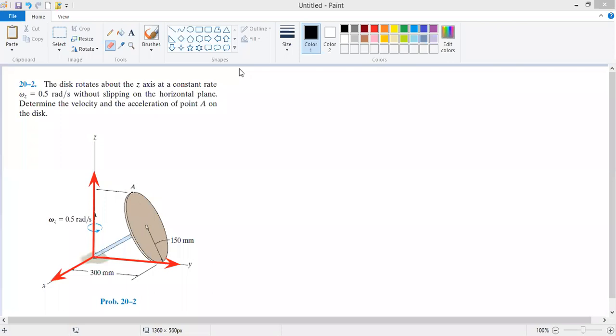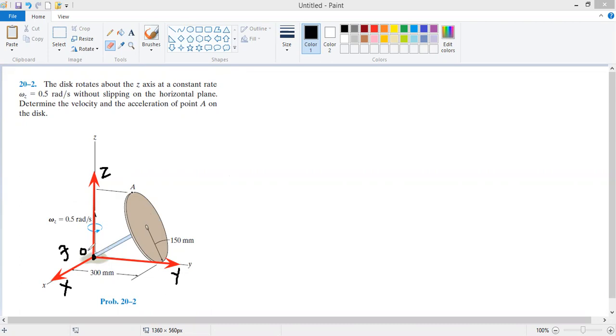So I will first of all state that this is the origin O and this is my ground frame of reference. I will represent the ground frame of reference with capital letters: capital X, capital Y, and capital Z. And another frame of reference will be the bar frame of reference.